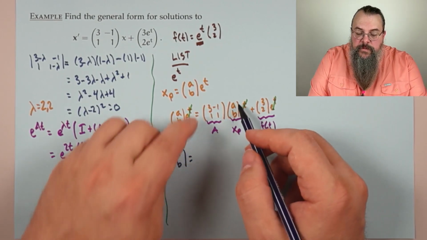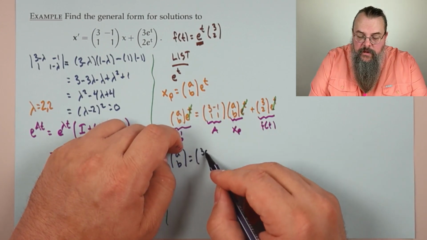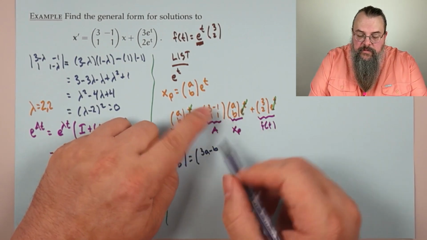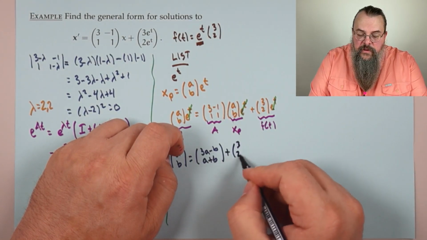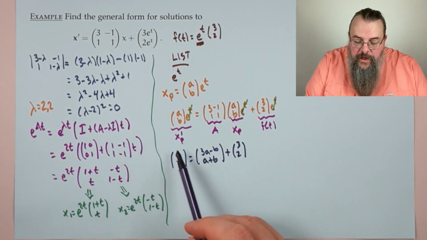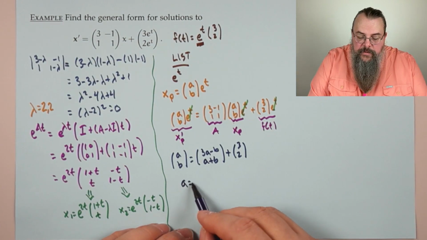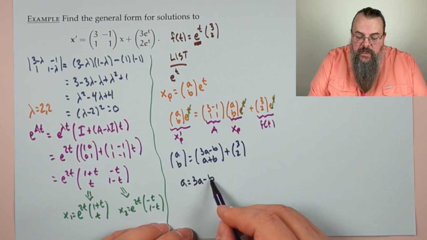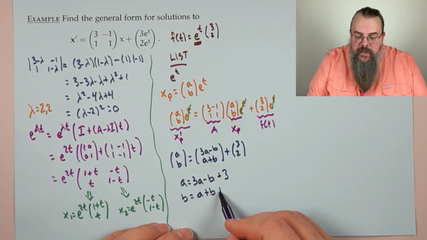Do your multiplication, 3a minus b, and then a plus b. And then plus 3, 2. And at this point, we can read on the top, we can read on the bottom. So a equals 3a minus b plus 3, and then b equals a plus b plus 2.